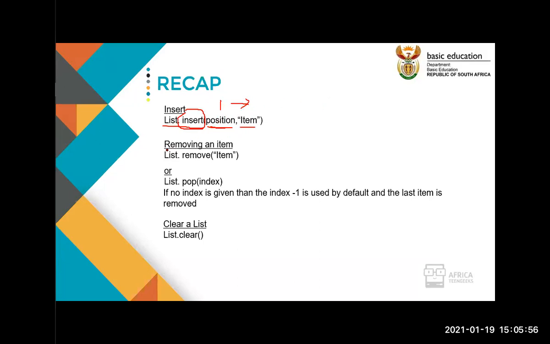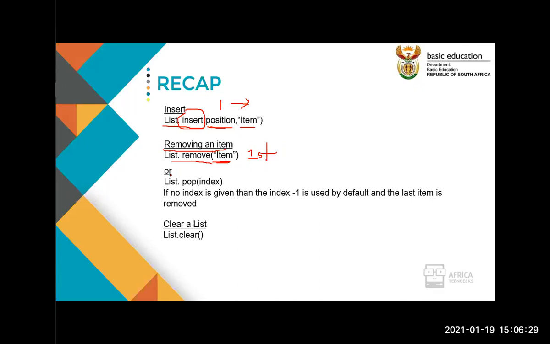Then we learned about removing an item from a list. In order to remove an item from the list, we just say list.remove and we give it the item's name. When it removes the item from the list, it actually removes the first occurrence. First occurrence means the first time it comes across it. So if there were duplicate items in this list, it'll only remove the first one that it comes across.